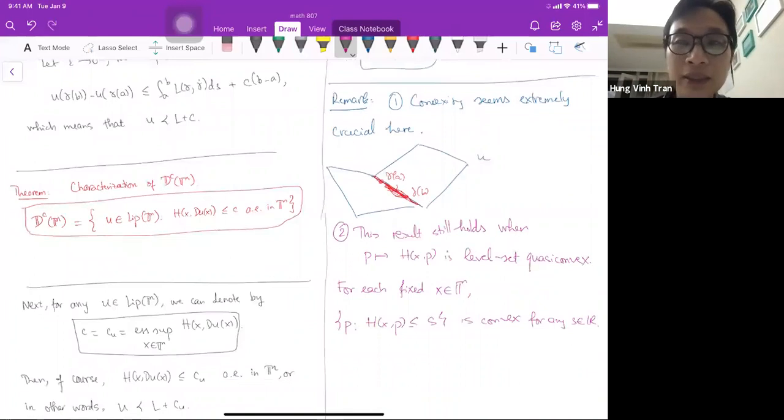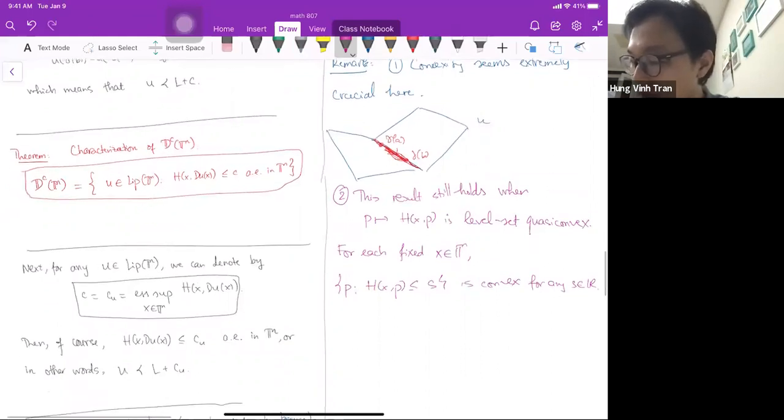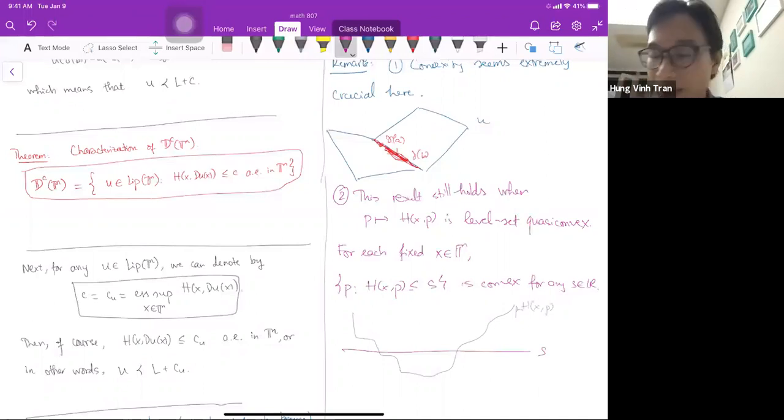And quasi-convexity, maybe not in physics, but at least it's extremely important in PDE and also in economics. Many functions in economics are quasi-convex, level set quasi-convex. So when you draw a quasi-convex function, it might not be convex. It can be like this. This is a prototypical example of a function that is quasi-convex. What you do is cut off at any height s, then its sub-level set is convex, right? So its sub-level set is convex.